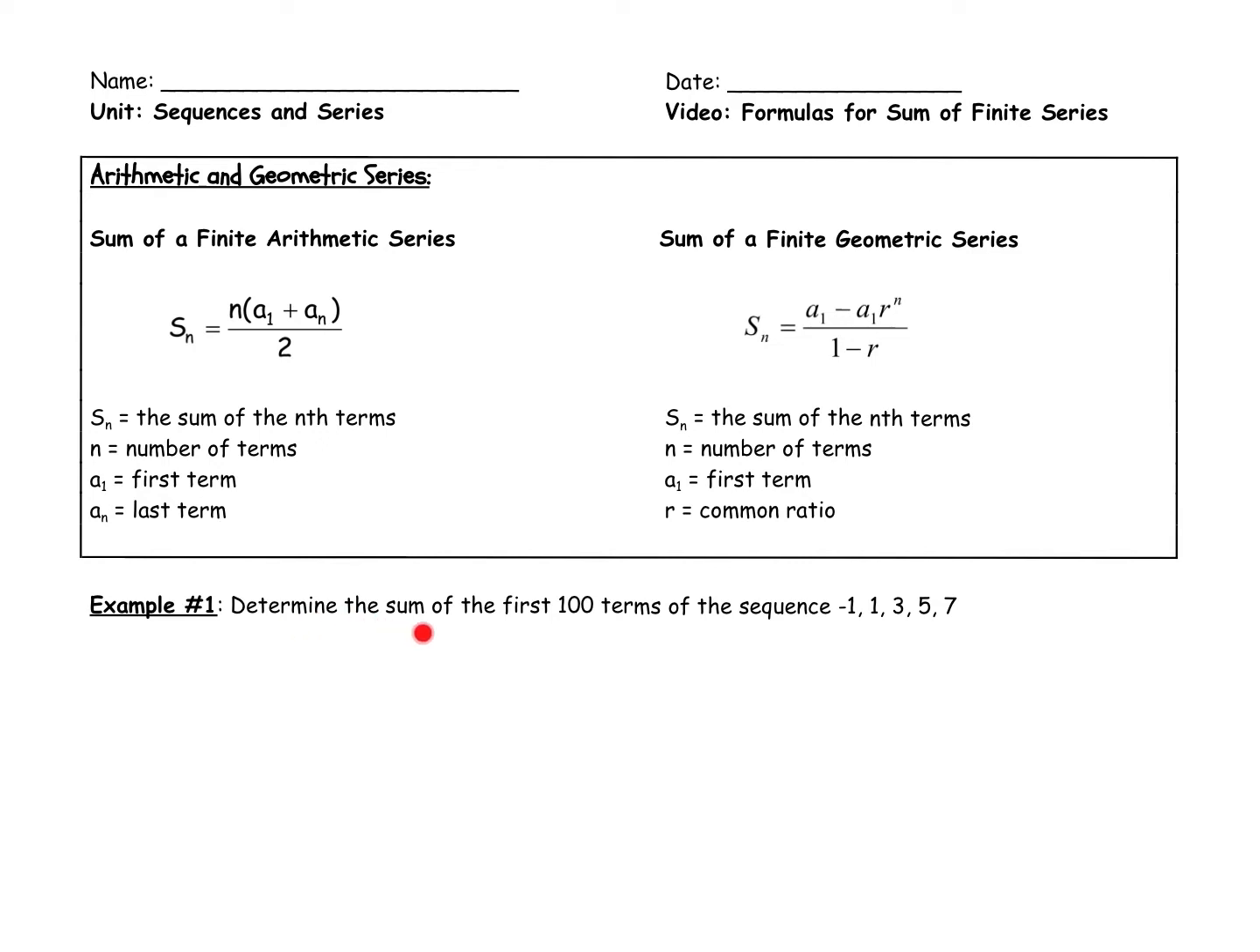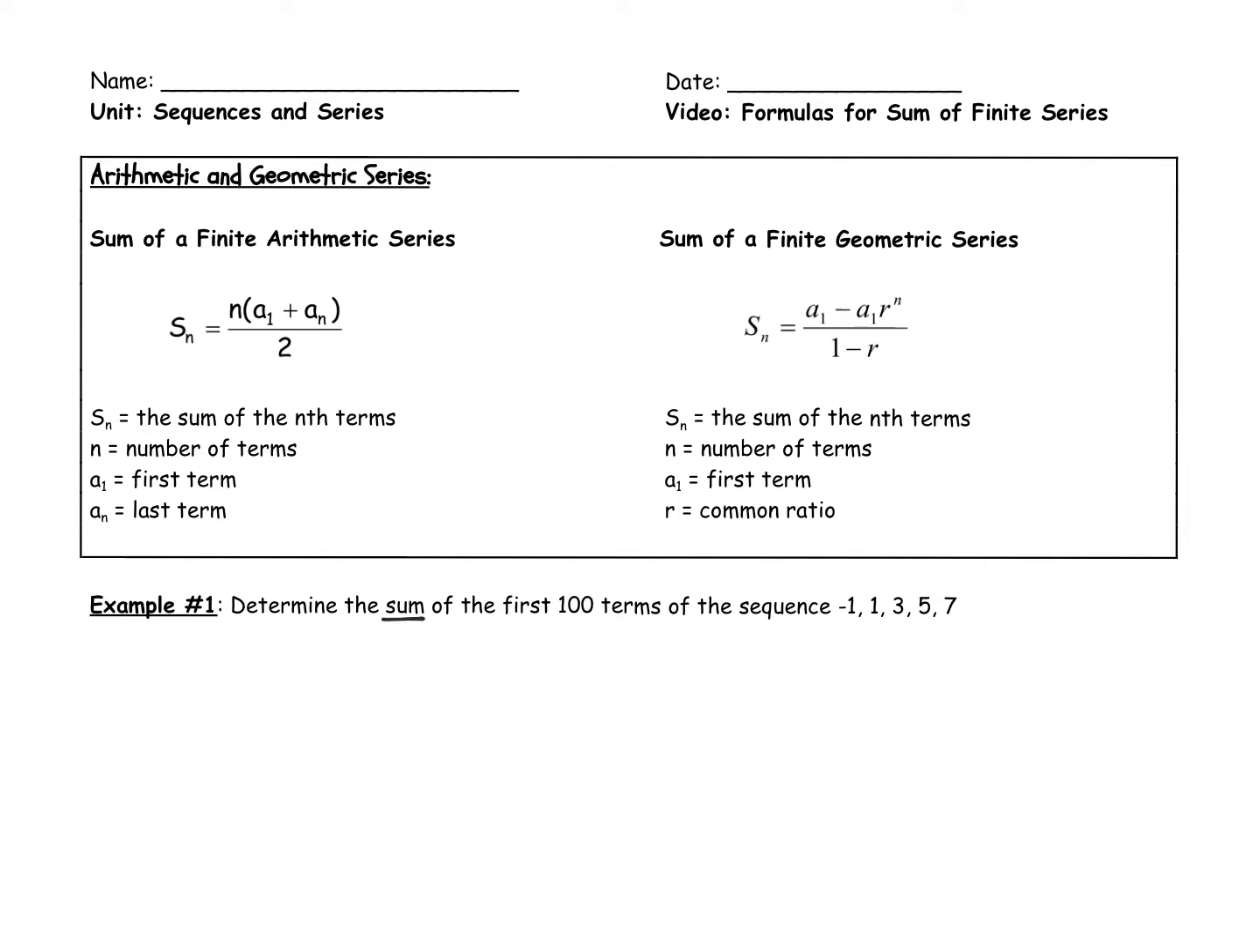It'll say determine the sum of the first 100 terms of this sequence. So the problem is that obviously we could just add, right? If we had all of these terms and we would add. But 100 terms seems like a lot of numbers. So it's very easy for us to do this if we use a formula.